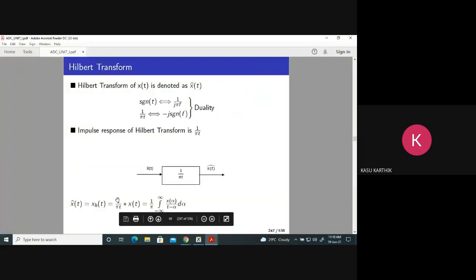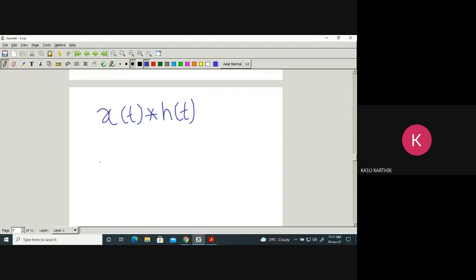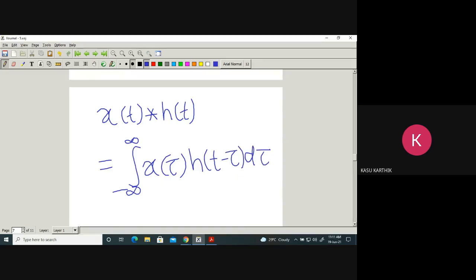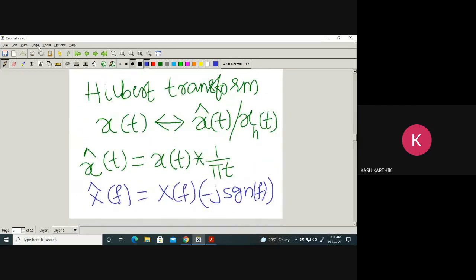Now we have 1 by pi t convolution x of t. This is the notation of convolution. What is the convolution formula we write generally? Suppose I say x of t convolution h of t. The formula is the integration from minus to plus infinity of x of tau h of t minus tau d tau. Correct? In the same way, we have written that formula.